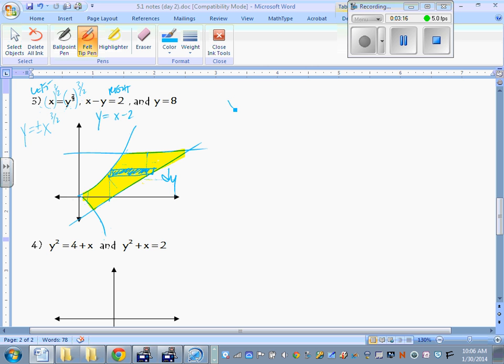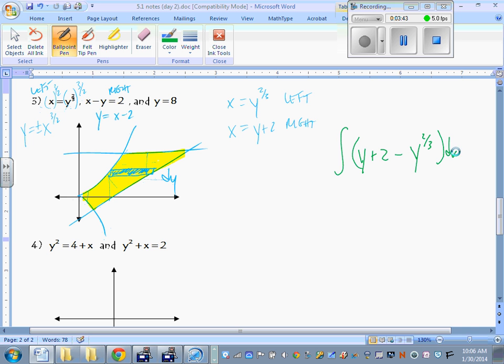So our left function is already solved for x. It's given to us that way. So that's our left function. The right function, we need to solve that for x. That's just y plus 2. So when we set up our definite integral, we're taking the right function, y plus 2, minus the left, y to the 2/3. Then we need to figure out our upper and lower limits.